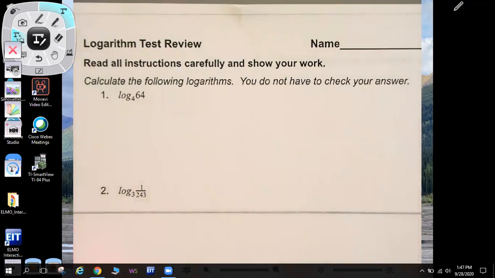Tomorrow. You didn't get one? Oh, well, you have all your work somewhere, right? Yeah.